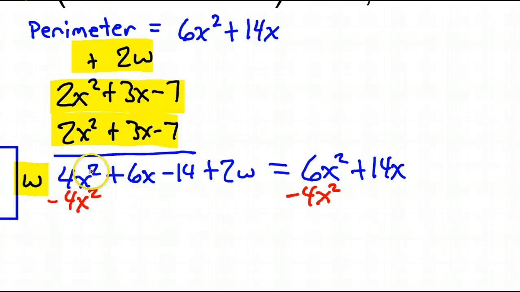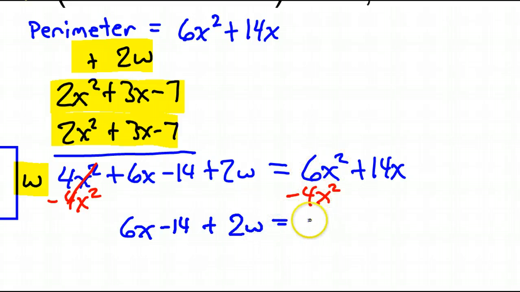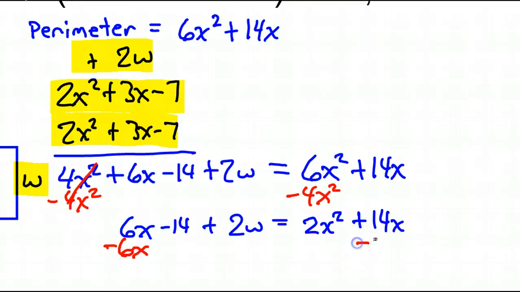Okay, I told you this problem was going to blow your mind. So those are gone. So right now I've got 6x minus 14 plus 2w. Alright, 6x squared minus 4x squared, that's 2x squared plus 14x. We're supposed to find the width, so I'm looking for the w. So I'm going to get rid of the rest of this as well. So I'm going to subtract 6x from both sides like so.